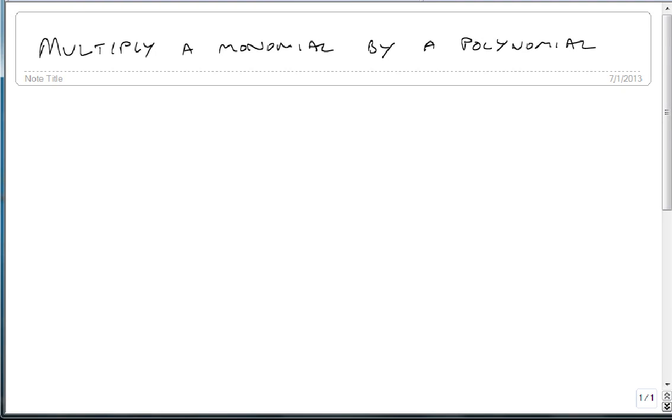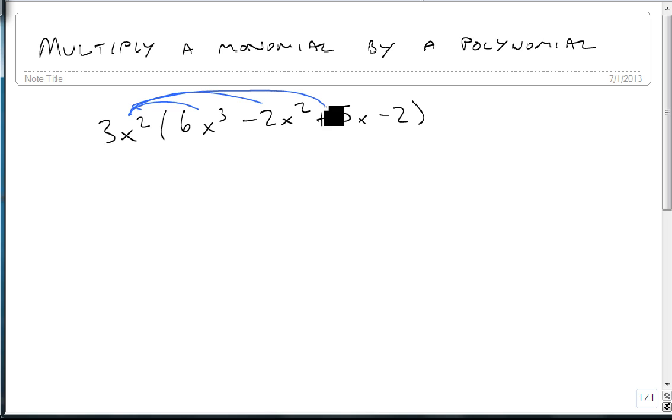Let's now multiply a monomial by a polynomial. So suppose I start with 3x squared, and I multiply that by 6x cubed minus 2x squared plus 5x minus 2. If I do this, then I do just like we have always done before. To get rid of the parentheses, we distribute.